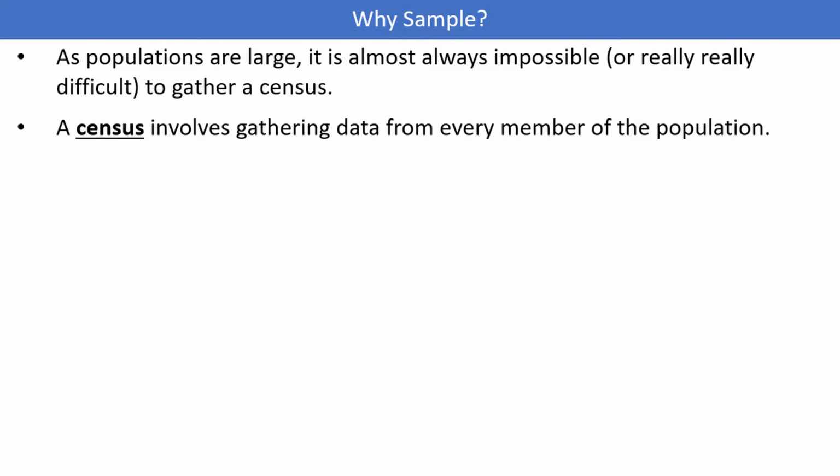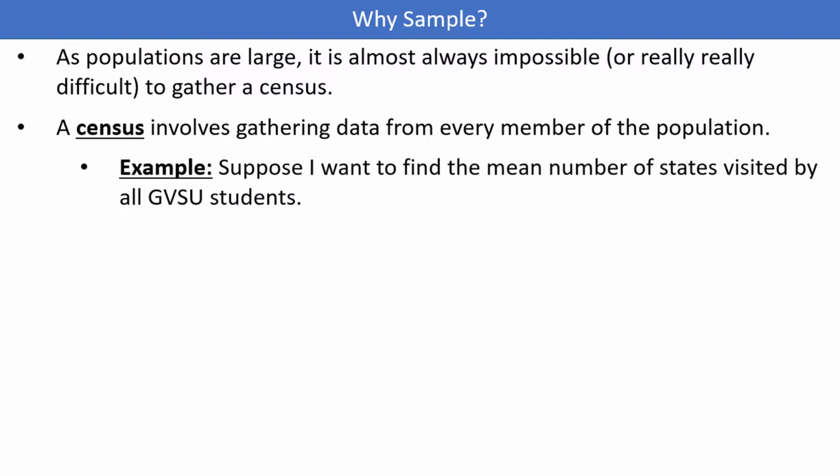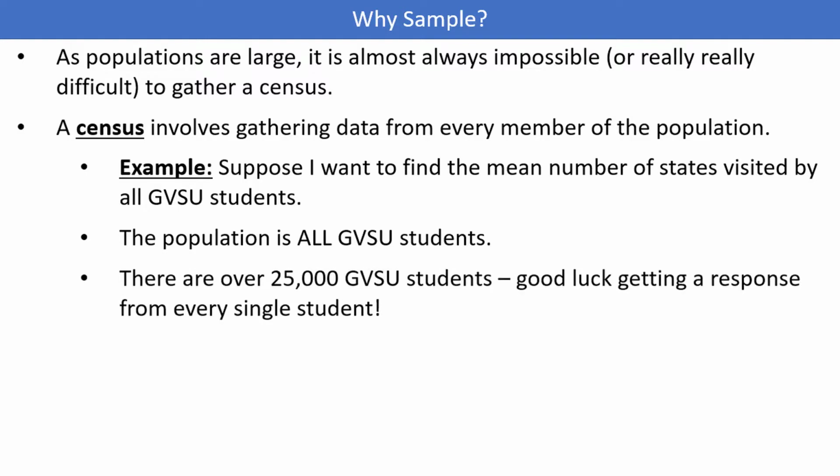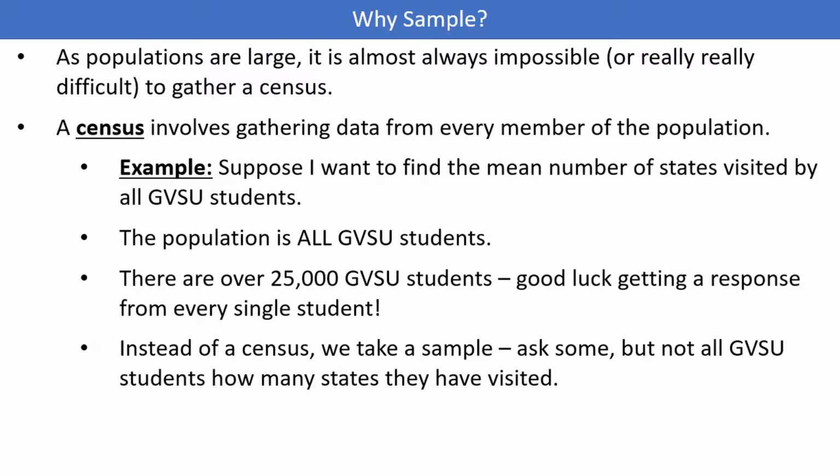Let's say that I want to find the mean number of states visited by all Grand Valley State University students. The population is all GVSU students. Because there are over 25,000 GVSU students, I probably am not going to have the best luck getting a response from every single student. Getting a response from all students would be a census. Instead, we would probably take a sample. We would ask some, but not all, GVSU students how many states they have visited.